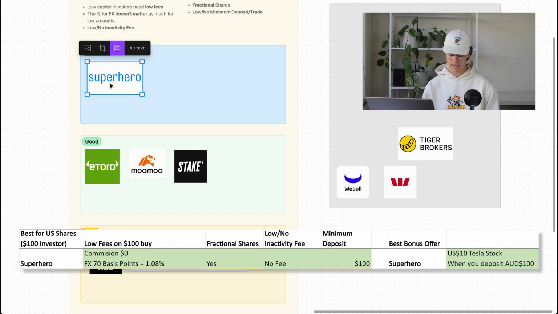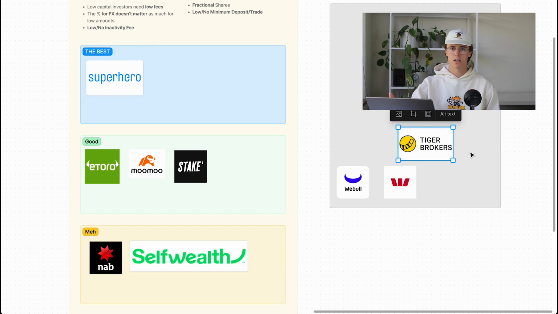Unfortunately, like Stake, they have the 70 basis points FX conversion fee, which makes their conversion fee about 1.08% of the AUD amount. So for larger investors that might be investing thousands, it's probably not the one for them. But in this $100 category, they're out in front. The next app up is Tiger Brokers.